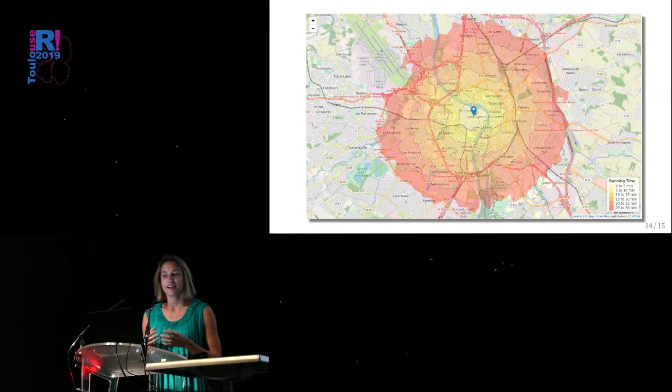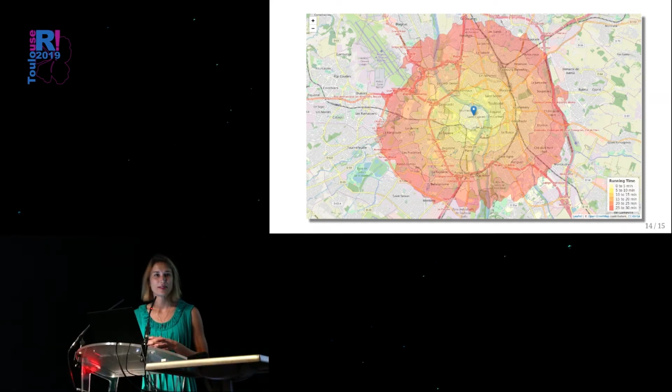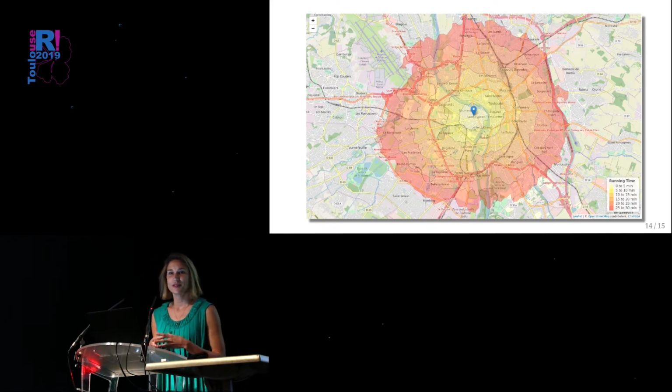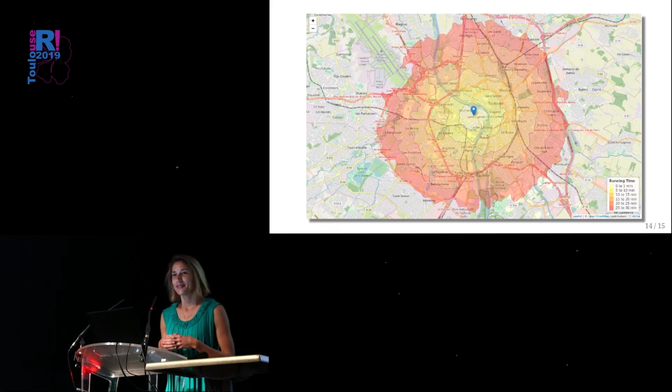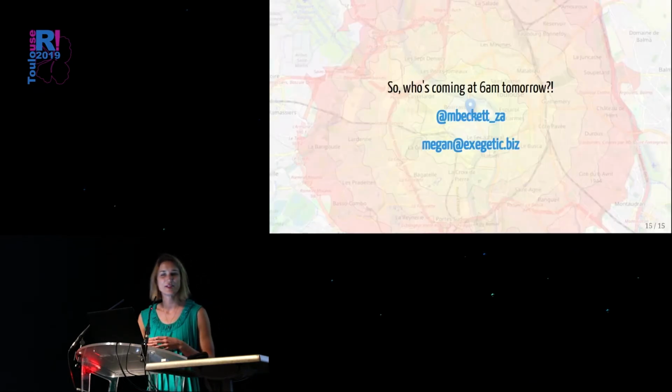And as you can see, the isochrones are in increments of 5 minutes, so I can see from where I'm staying what can I see within certain time intervals? And the color scale definitely helps with perceived level of effort. So, in conclusion, who's coming with me tomorrow morning for a run at 6 a.m.?